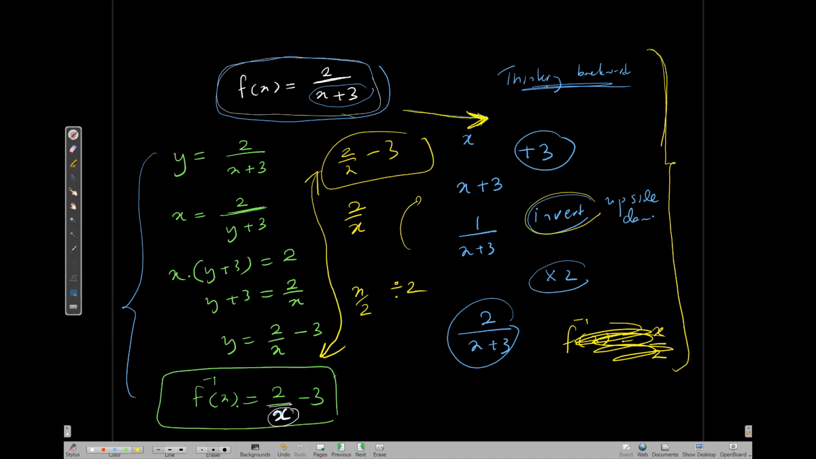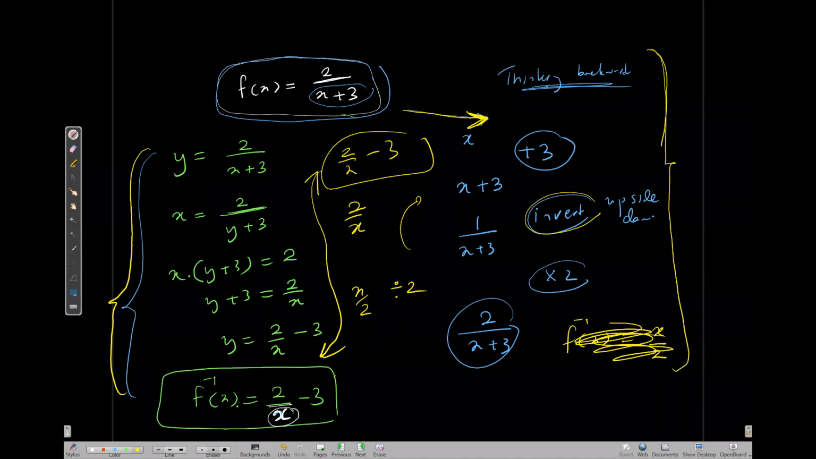Now I think that's enough examples to give you the technique. This is the technique that we learned. You set up y equals, then you interchange x and y, then you solve for y, and you call it f inverse. Simple as that. In the next video, we will be doing this again with some other functions where you may have to do something with the domain.